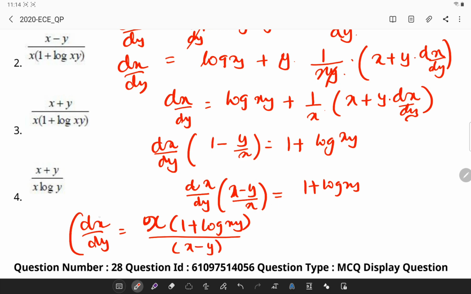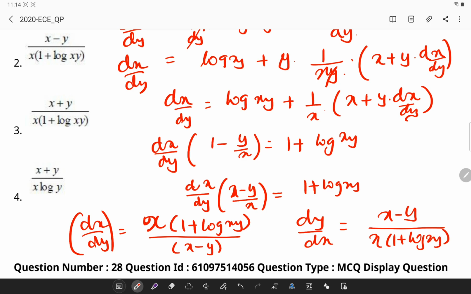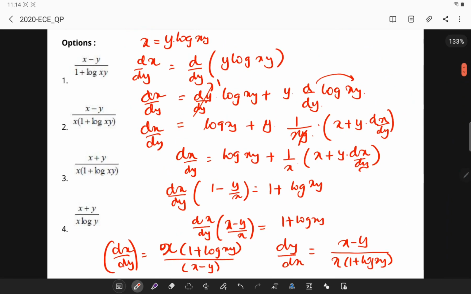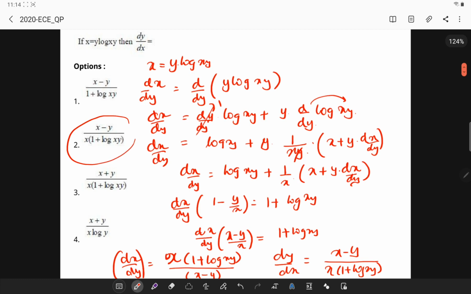So now I have to reverse this. So dy by dx is equal to (x minus y) by x into (1 plus log xy). So here the answer is second option.